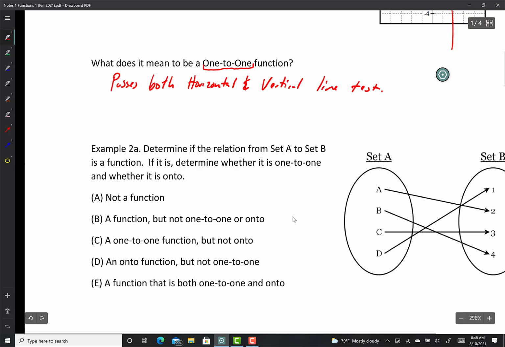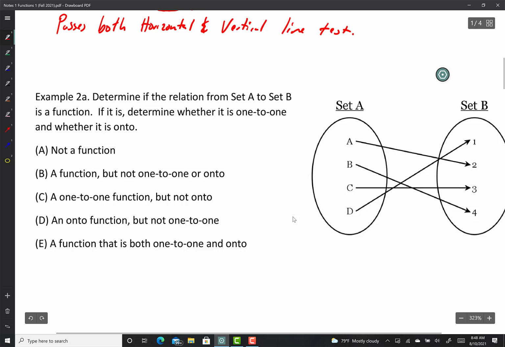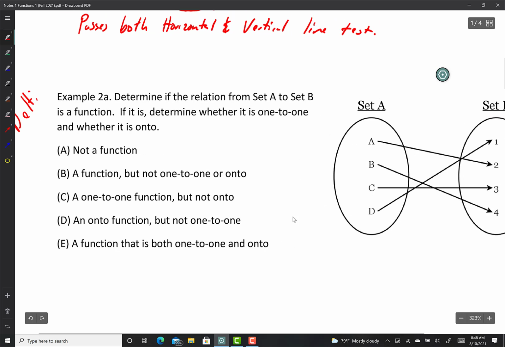All right, and then we get to these multiple choice ones. I stole these from Delty, so I probably should have given them credit here. I'll put the word Delty. It stands for Delta Math.